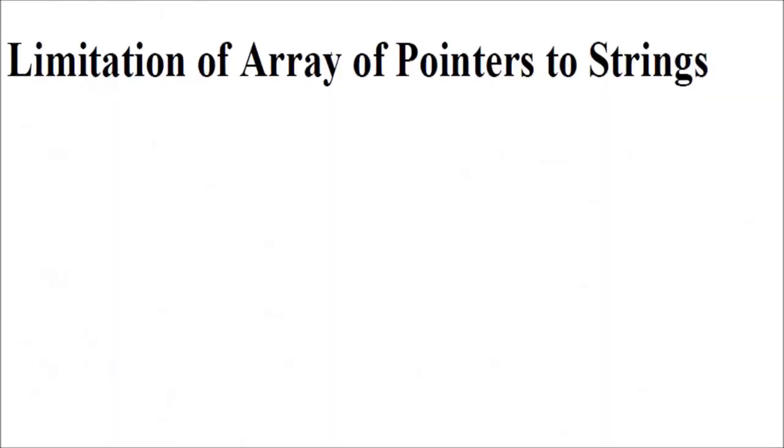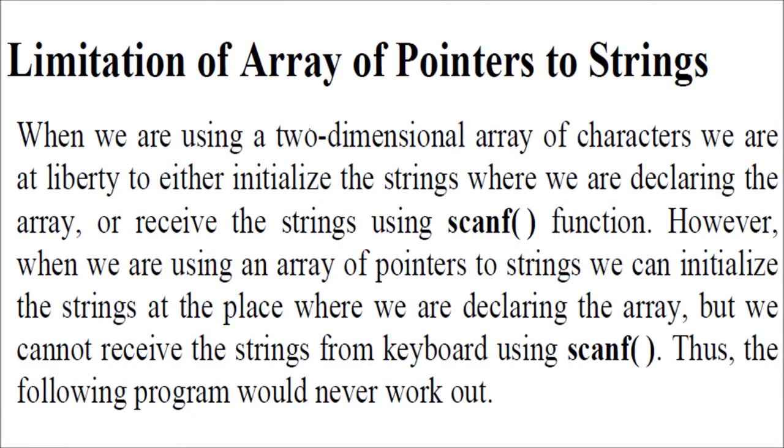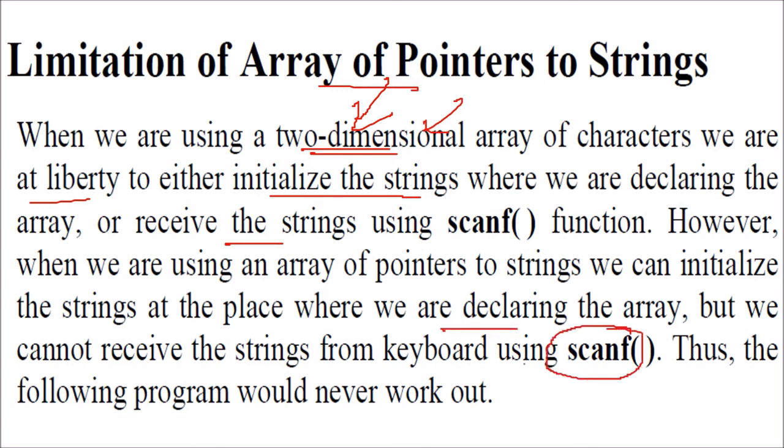What are the limitations of array of pointers to string? As we said, the array of pointers scores better than the 2D array of characters. But when we are using the 2D array of characters, we have the freedom to either initialize the strings where we are declaring, or receive the string using scanf. But in the case of an array of pointers, we can initialize strings at the place where we are declaring, but we cannot receive them through the keyboard using scanf.